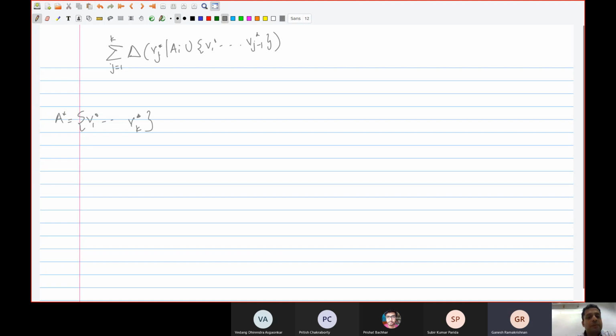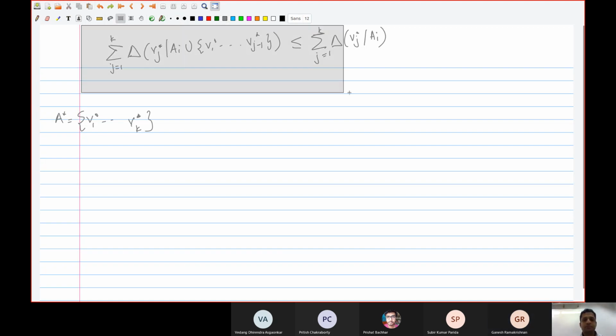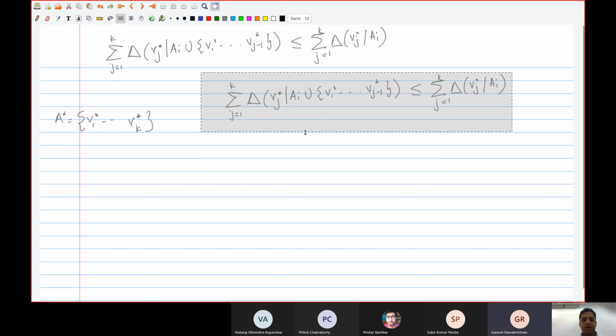But the other point I want to make is this v_j star, when added to a larger set, a superset of A_i, is going to give you less gain, or not more gain, than when added to A_i itself, right? So this inequality should hold. So this inequality holds. Why? Because even without the summation, the inequality holds.